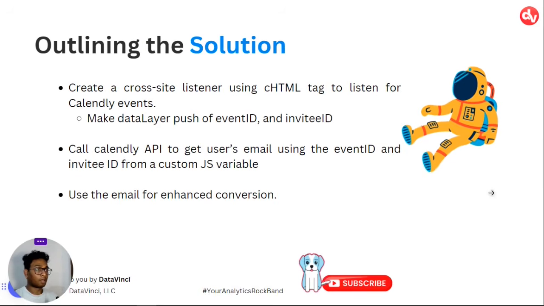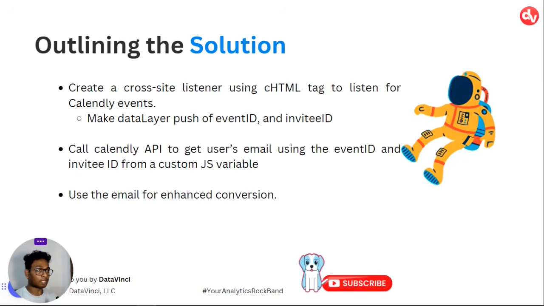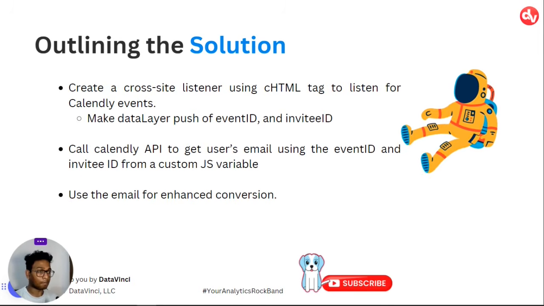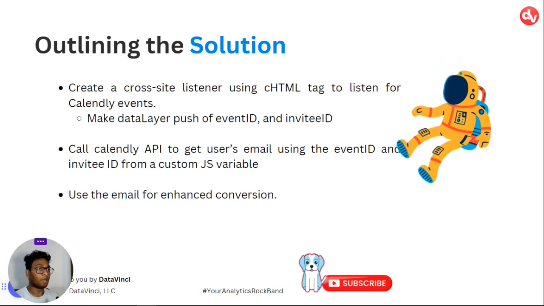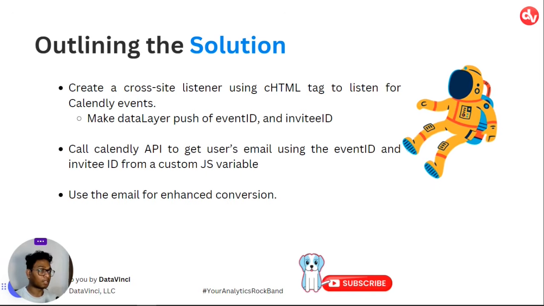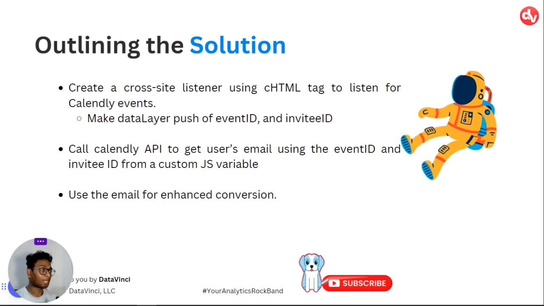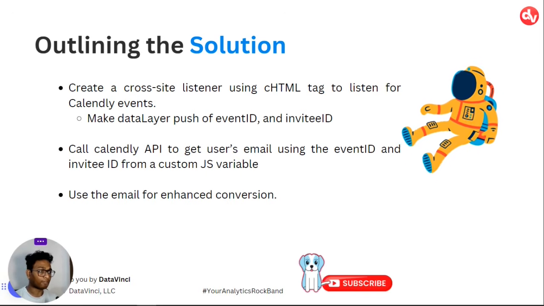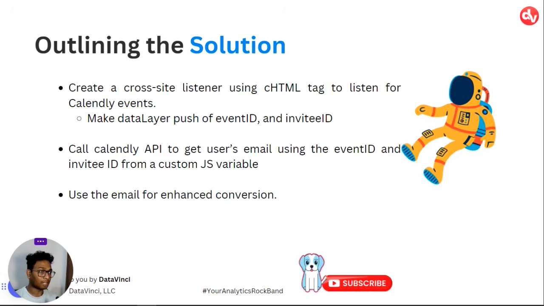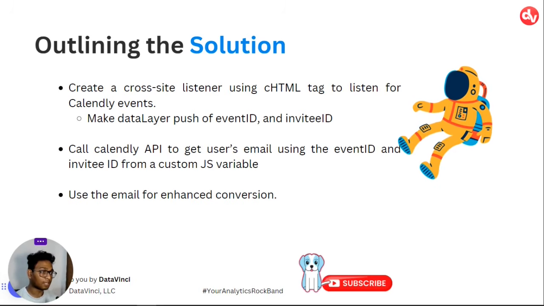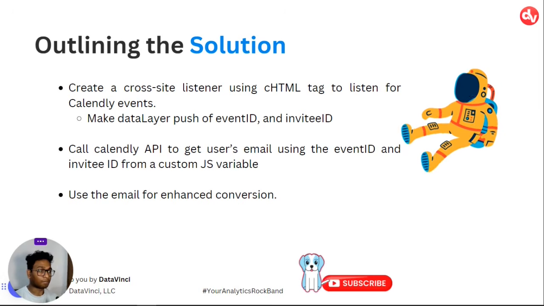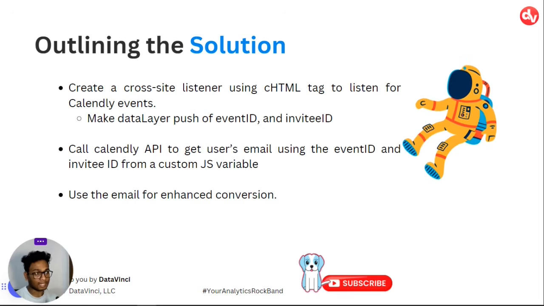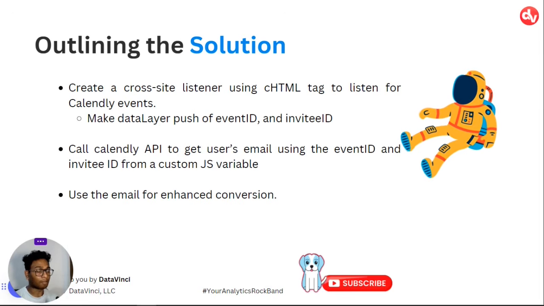And now that we have everything in place, I'll outline the solution. The solution that we are going to implement is this. In the first step, we will create a cross-site listener using a custom HTML tag and listen for Calendly events that are happening in the iframe. So we know how cross-site listener or cross-site tracking works. The iframe would broadcast all the data to whoever is listening, and we are listening from the parent page.